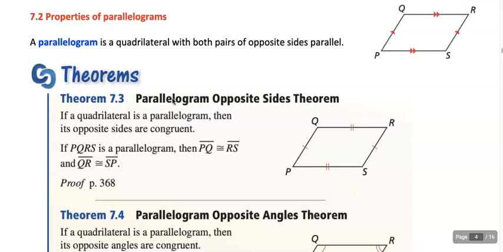Alright, welcome to 7.2 Properties of Parallelograms. So a parallelogram is a quadrilateral. First piece: a quadrilateral has four sides, and this parallelogram has some specific properties. We'll go over a couple of them.